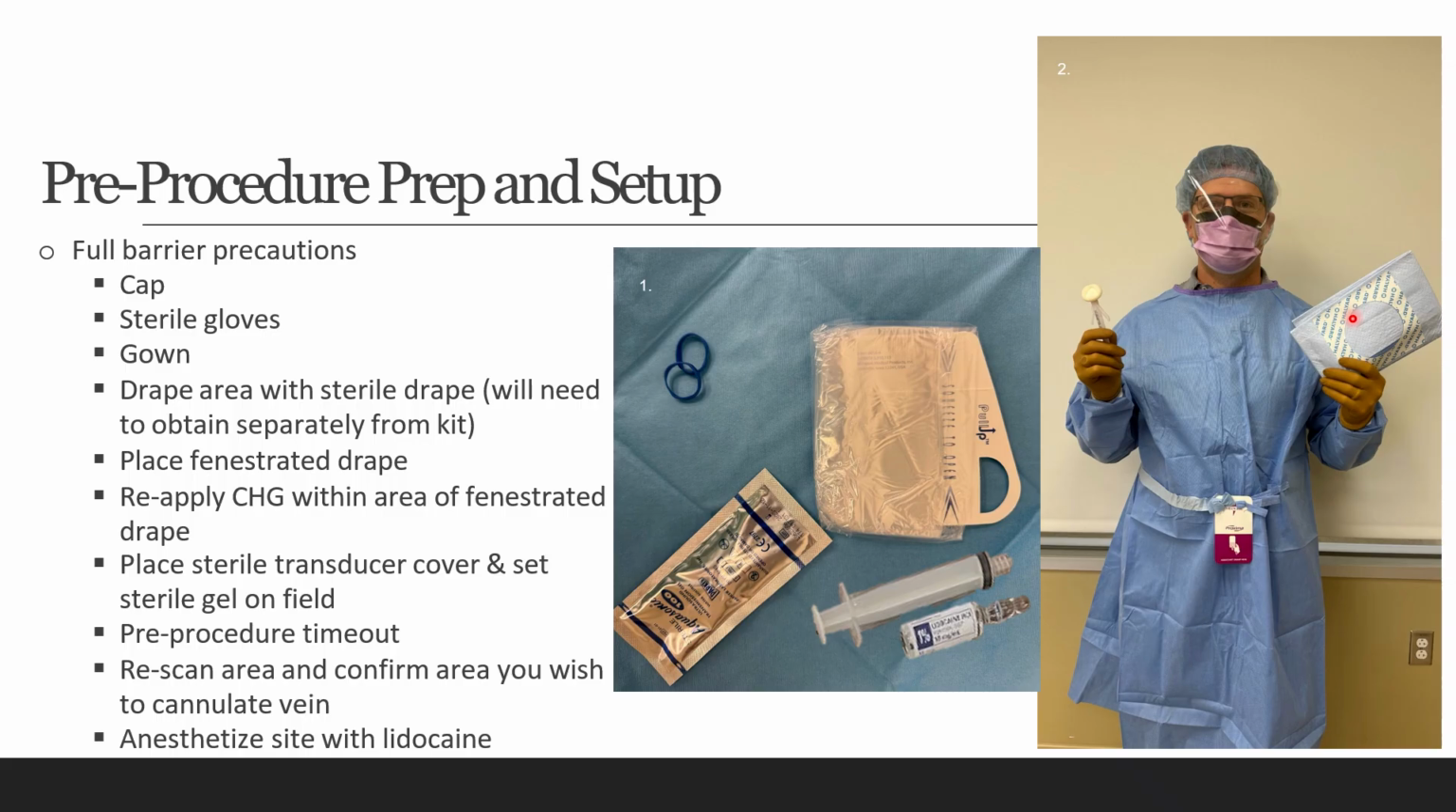Once you place it around the area where you determine that your target vessel is going to be, you want to take that swab and actually swab within that area again. And then you want to have an assistant help hand you the ultrasound probe so you can place that sterile transducer cover and set some sterile gel on your field.